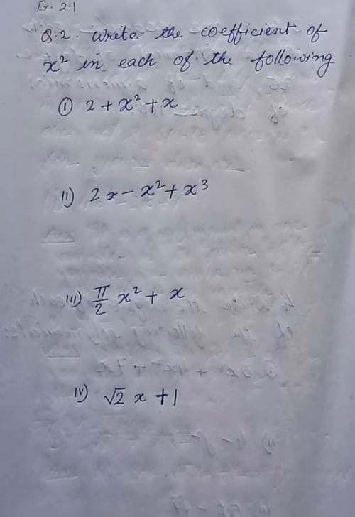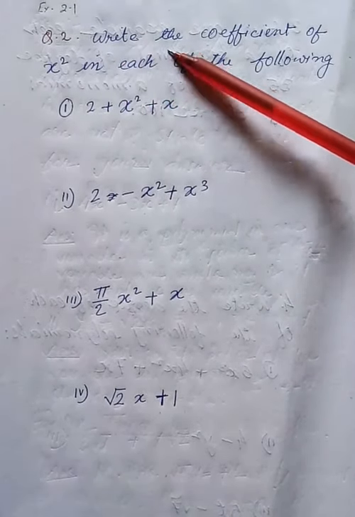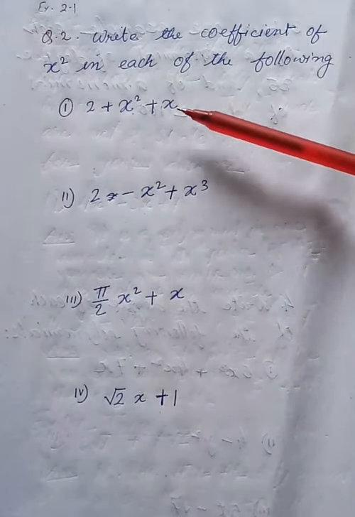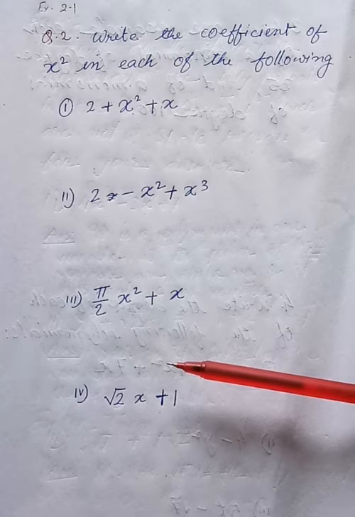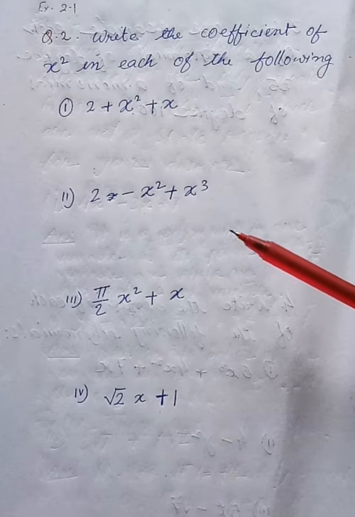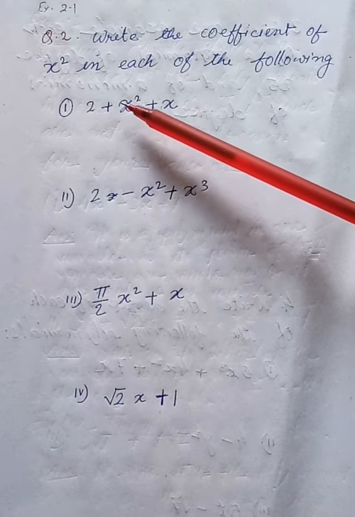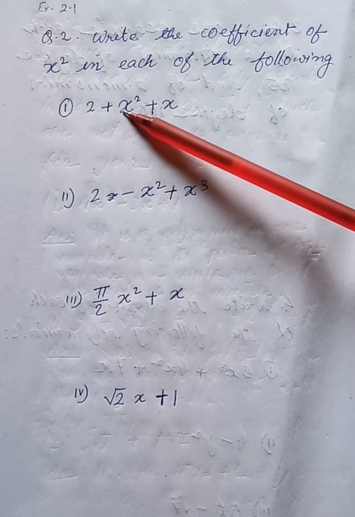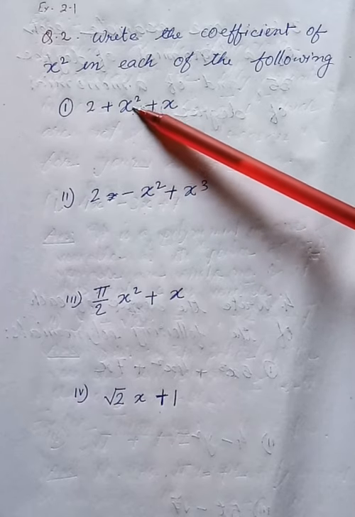Okay. Now come for question number 2. Write the coefficient of x square in each of the following. From each expression, you have to write the coefficient of x square. Coefficient of x square means the other term that multiplies with x square.